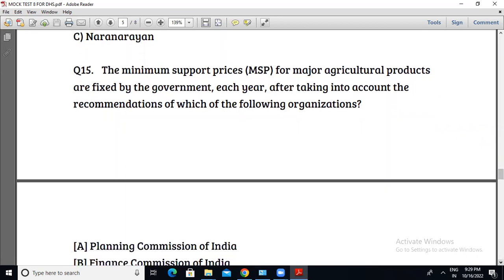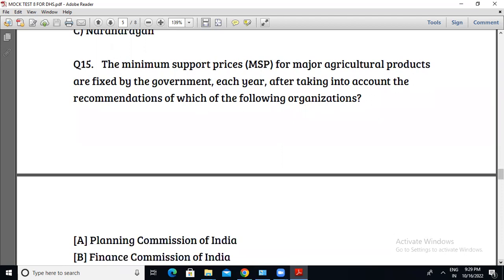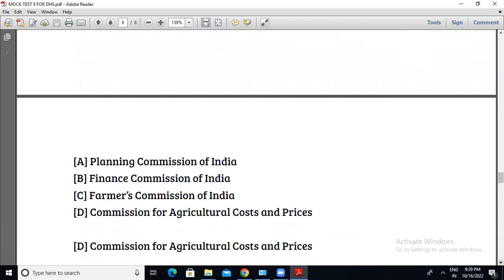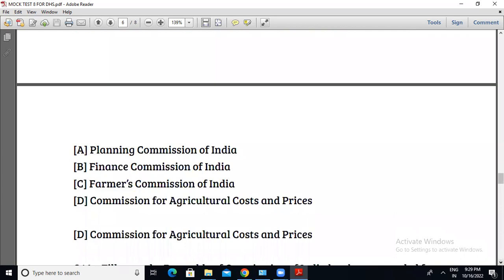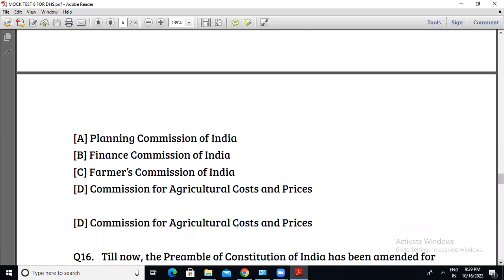Then question number 15, the minimum support prices for major agricultural products are fixed by the government each year after taking into account the recommendation of which of the following organizations? এই যে MSP fix করা হয় every year, government ৰ recommendation কোনটো organization ৰ recommendation লৈ MSP fix কৰে government? আৰু শুদ্ধ উত্তৰ হ'ব option D that is Commission for Agricultural Cost and Prices. Repeating again, Commission for Agricultural Cost and Prices MSP recommend করে Indian government.